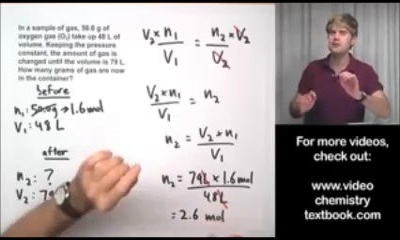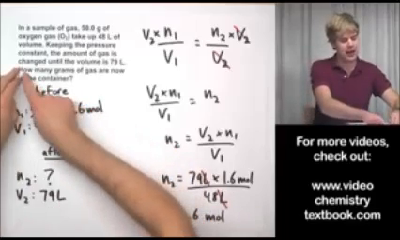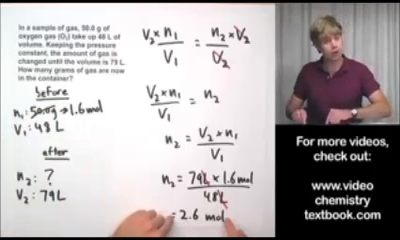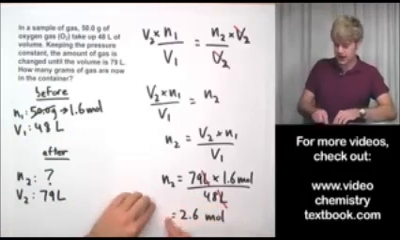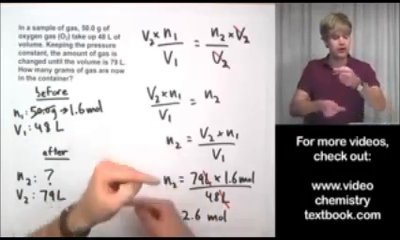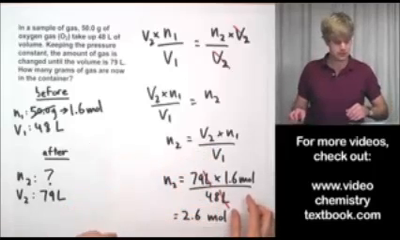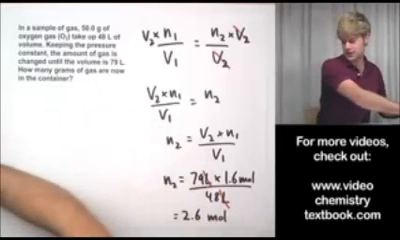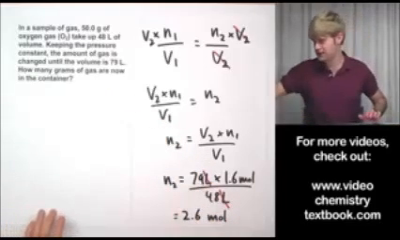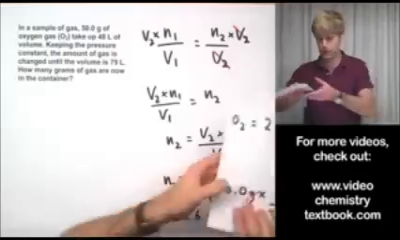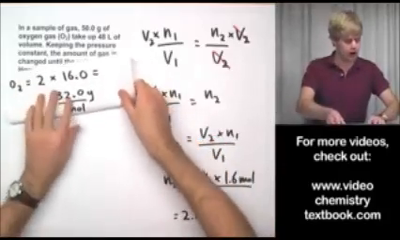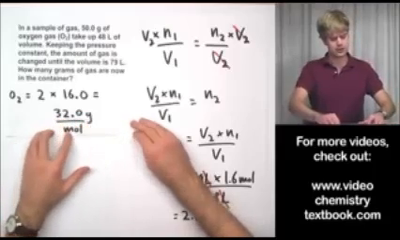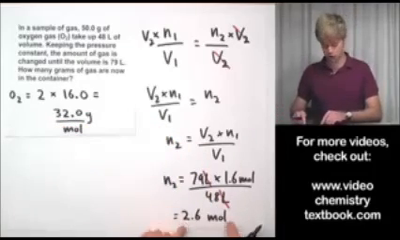I'm not quite done with the problem yet, though, because my question here asked me how many grams of gas are now in the container, not how many moles of gas. So now I'm going to have to take this mole number and convert it back into grams. How am I going to do that? Well, what I'm going to want to do is take the molar mass of oxygen again, which, as we said earlier, was 32.0 grams per mole.